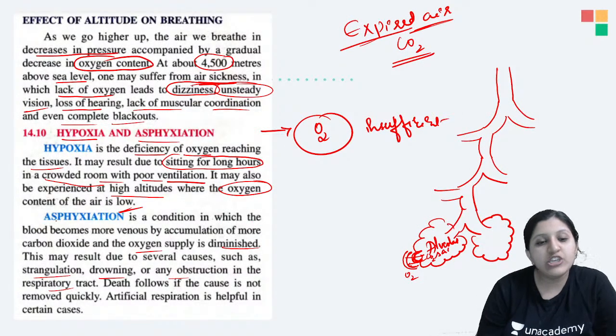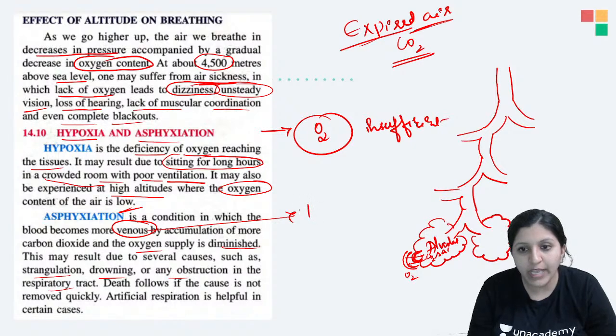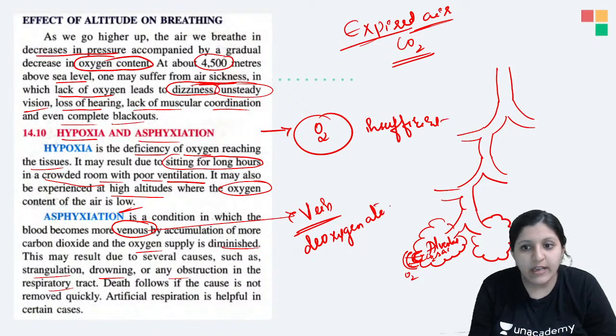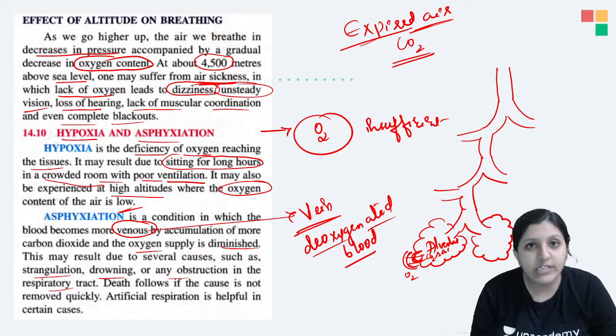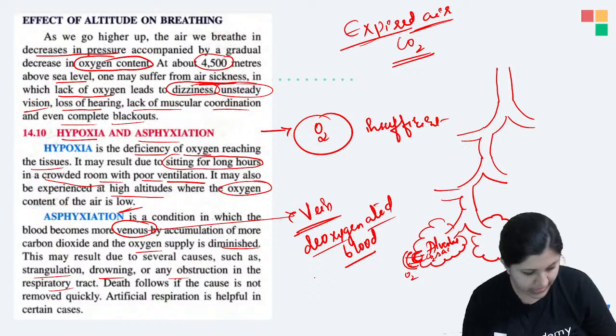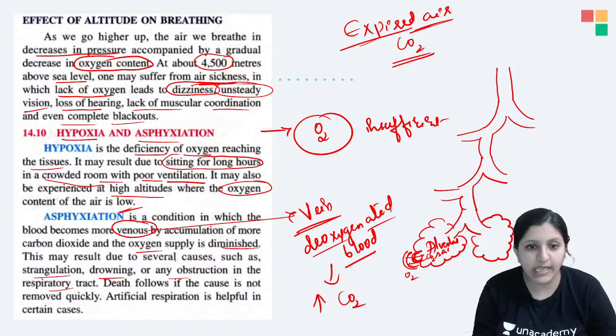So it is a condition in which the blood becomes more venous. More venous is basically about the vein. The vein carries deoxygenated blood. So it will be carrying the deoxygenated blood here. In that case this particular blood is rich in carbon dioxide, so that means there is accumulation of more carbon dioxide and oxygen supply is diminished.